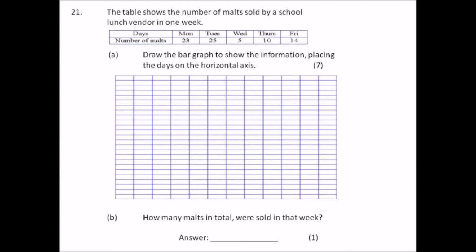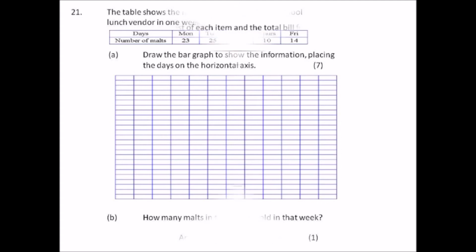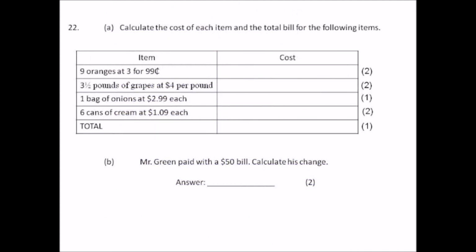Go ahead, do your bar graph, and remember, the days must go on the horizontal axis. You must know which axis that is. Remember, horizon, the horizon, and horizontal. And we move on to 22.